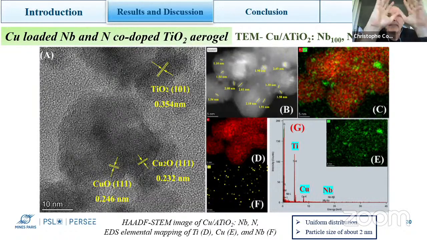So how can you describe it? You have your titanium dioxide, and niobium and nitrogen are inside. Yes. You prove that it's a good doping, really a doping and not a modification. And then at the surface, you have at the same place one big metallic copper with a small island of oxidized part.